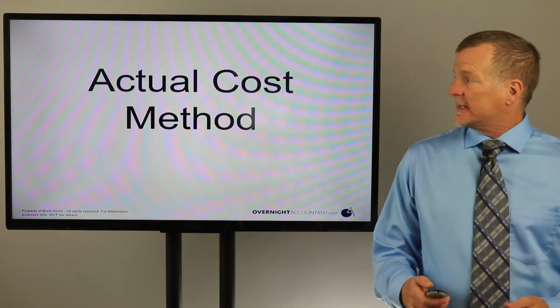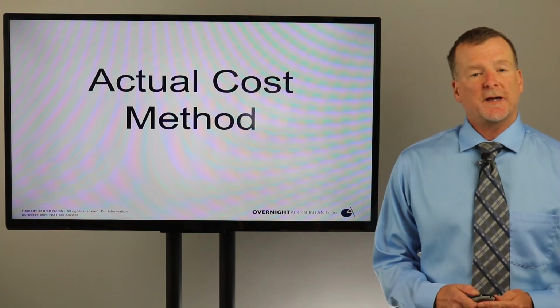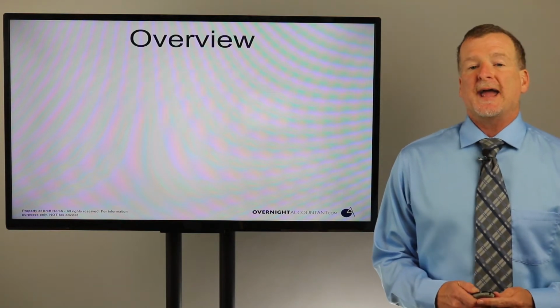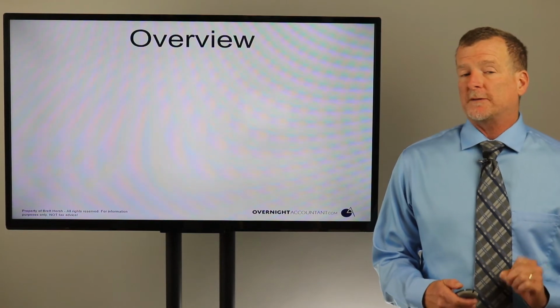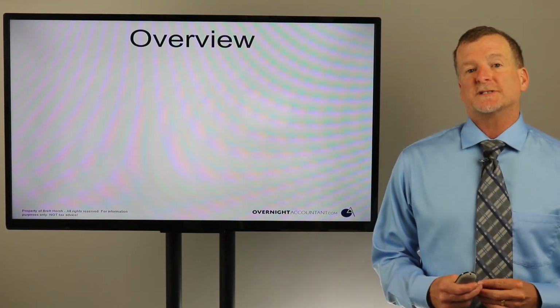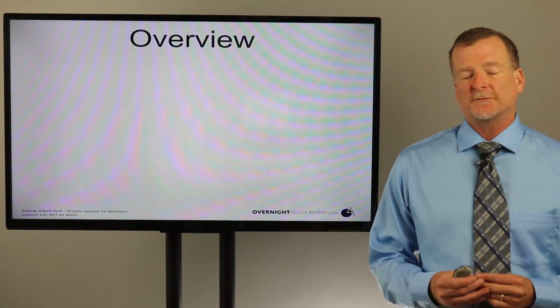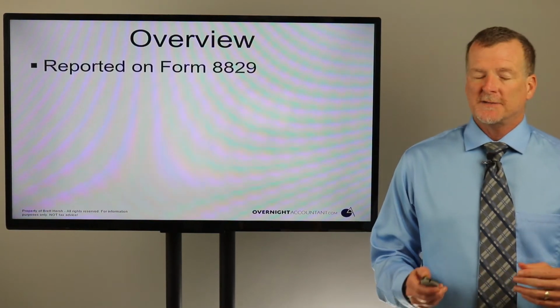Deduction. In this lesson, we're going to introduce the actual cost method of the home office deduction to you. And we're also going to discuss part one of the Form 8829, which is determining the square footage of your home that is used for your home office. First, let's do an overview.